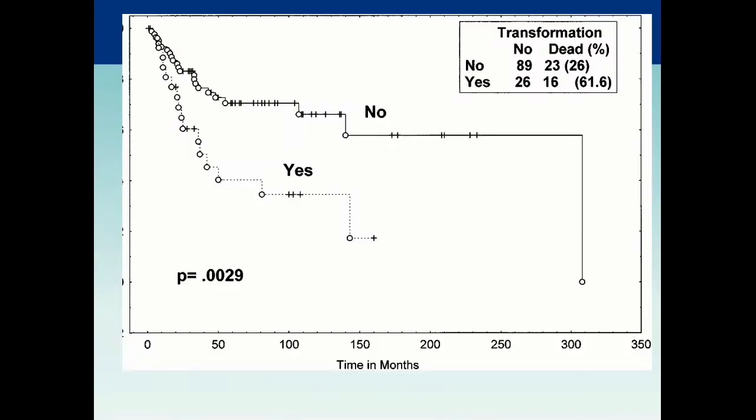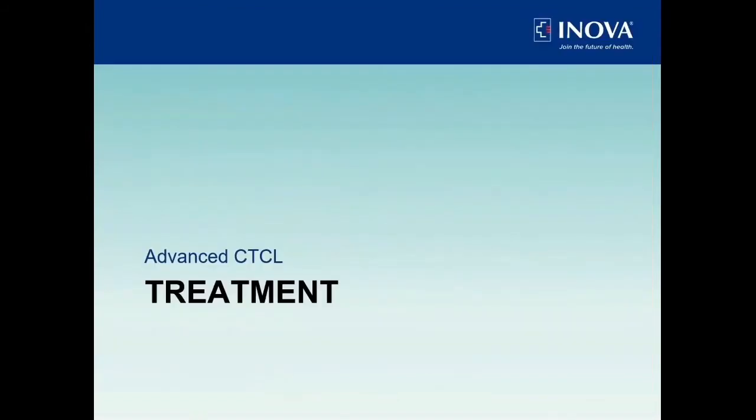Here's a graph just showing patients who, yes, do have large cell transformation versus no, do not have transformation, and their survival. And you can see that those who did have large cell transformation did not have as good of outcomes as those who did not.